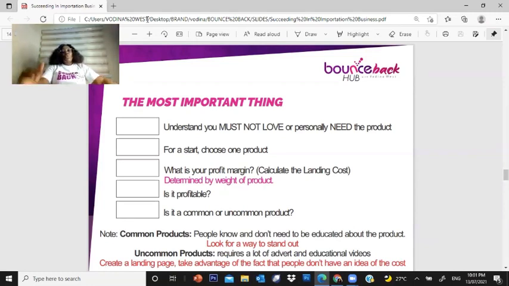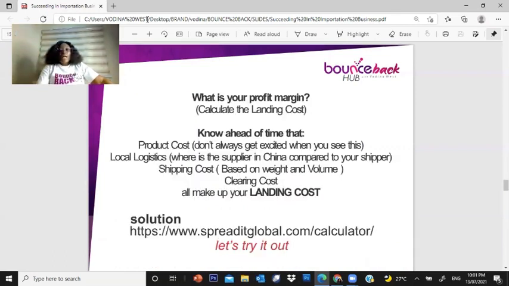So now you go through all this and make sure that you score at least 5 out of 6 in the positive before you can go ahead and do the next thing. But I need to show you how we calculate our profit margin.